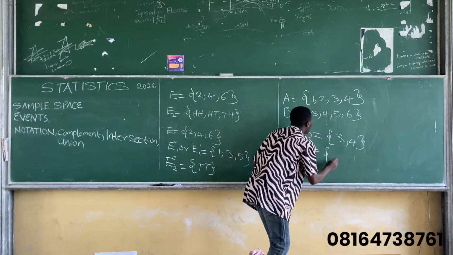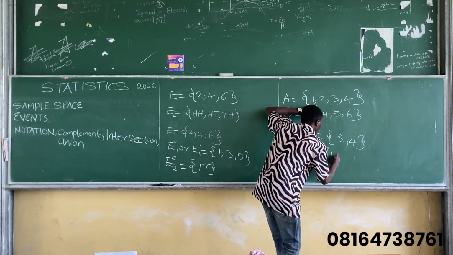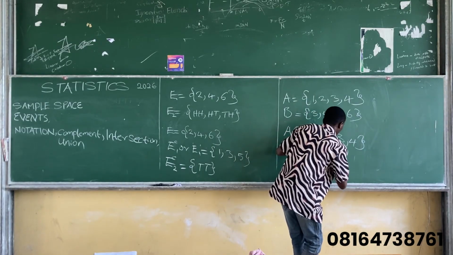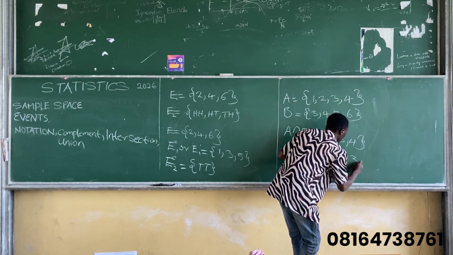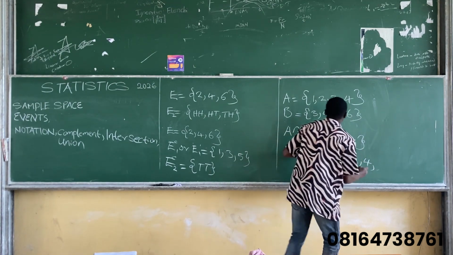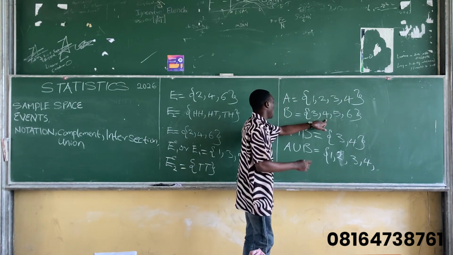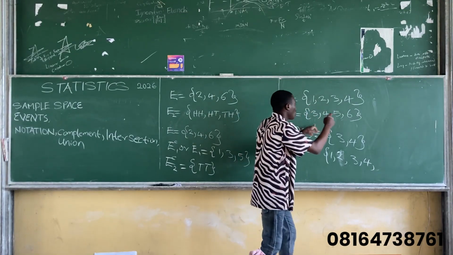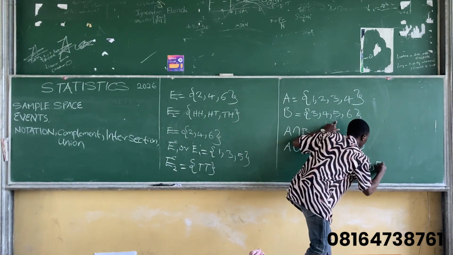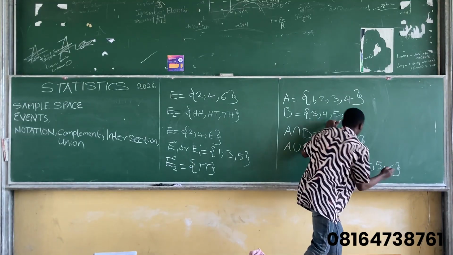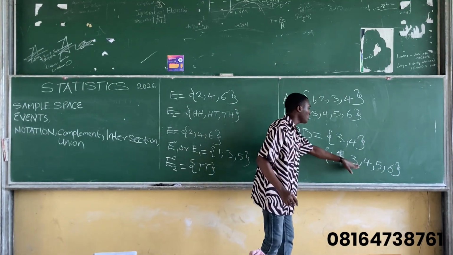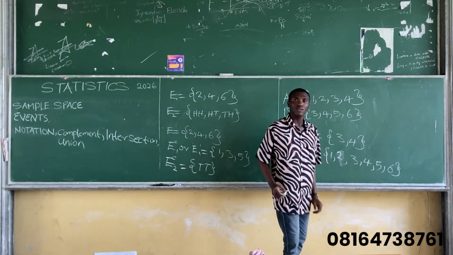So we have that you have 1, 2, 3, 4. Because 3 and 4 already appear in A, we are not going to repeat them now that they appear in B. So we move on and we have 5 and 6. Therefore, the union of event A and B will be 1, 2, 3, 4, 5, and 6.